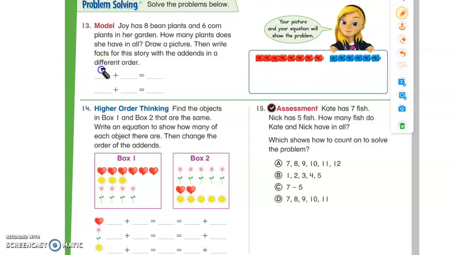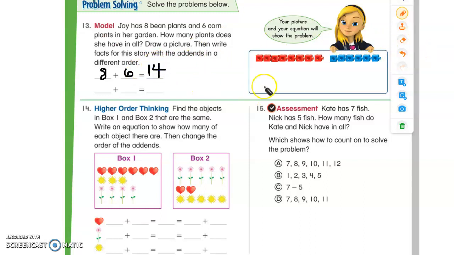8 plus 6. And now I'm going to practice counting on. So I have 8, 9, 10, 11, 12, 13, 14. So my sum is 14.